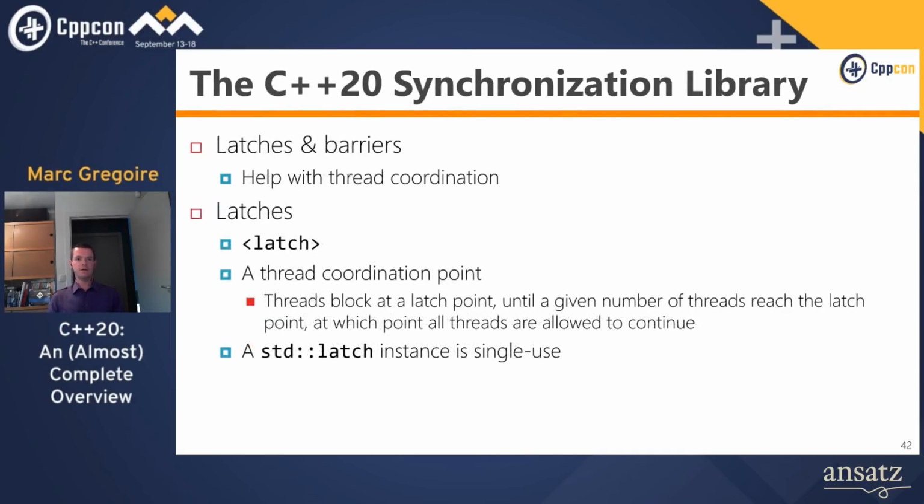Next, we have the latches and barriers, which help with thread coordination. A latch is a coordination point in a thread. A thread blocks when it arrives at a latch point until a given number of threads arrive at that point. Once the given number of threads arrive, all of the threads are unblocked and continue. So basically you say that at the coordination point, I want 5 threads to arrive. With each thread that arrives at the coordination point, a counter is decremented. Once the counter reaches 0, all the threads are allowed to continue executing. Once the counter reaches 0, it stays 0. So basically a latch is a single-use object.